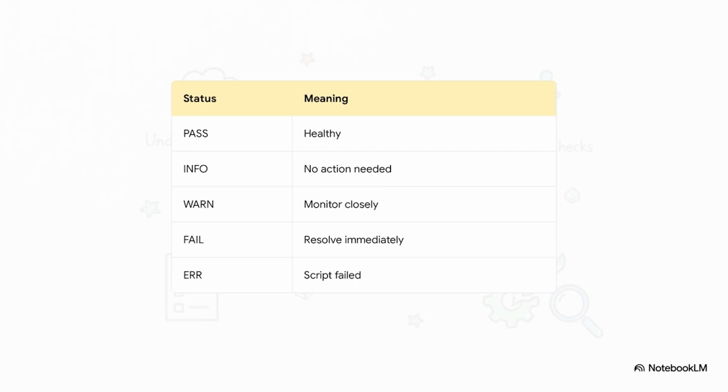Pass means everything's golden. Info provides informational context, but no action is needed on your part. Warn means there's a potential issue you should keep a close eye on, but those last two, those are your absolute focus. Fail means a critical issue was detected and you must resolve it immediately. ERR means the NCC script itself actually failed to execute properly. You have to resolve any fail or ERR status before even thinking about proceeding with cluster maintenance.